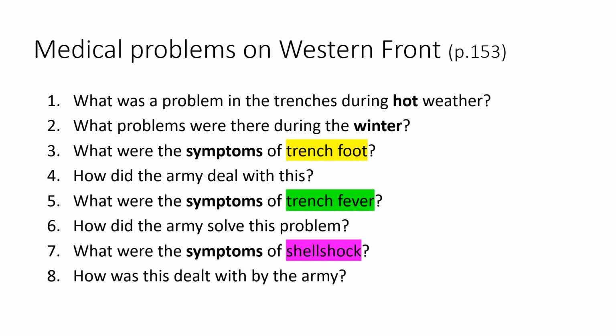On page 153, it starts to talk about the medical problems on the Western Front. Use the information on this page to help you answer these questions. It's basic comprehension for the first two, and for questions 3 to 8, you need to use the table at the bottom of page 153.